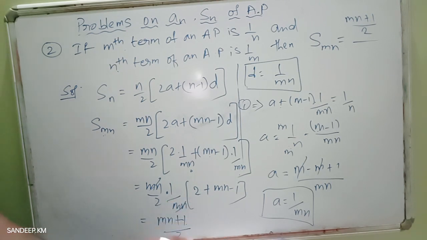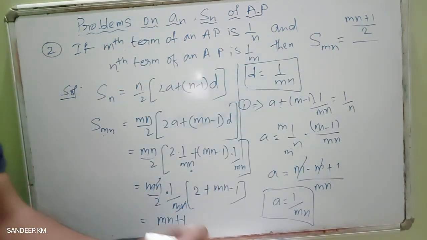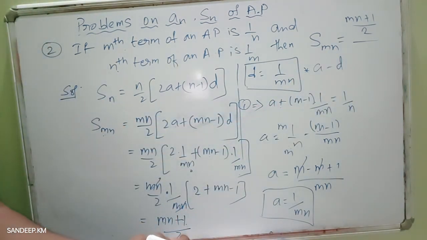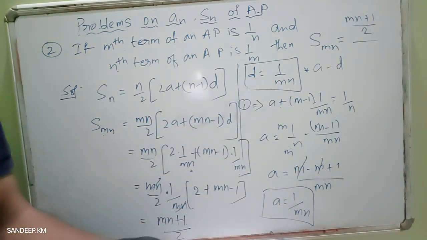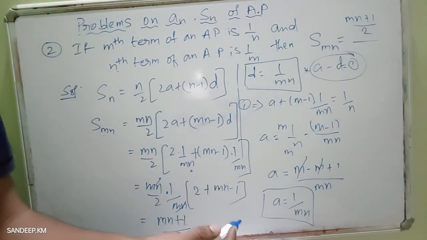Sometimes in the same question, instead of asking the sum of mn terms, they will ask you what is the value of a minus d. So what is the value of a minus d? a minus d is 1 by mn minus 1 by mn, which is 0. Correct? Sometimes they can ask this also. The a minus d value is 0. We'll go for the next question.